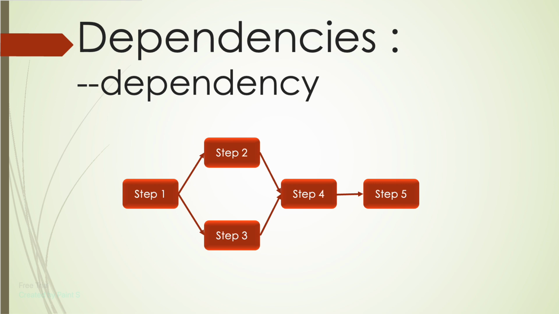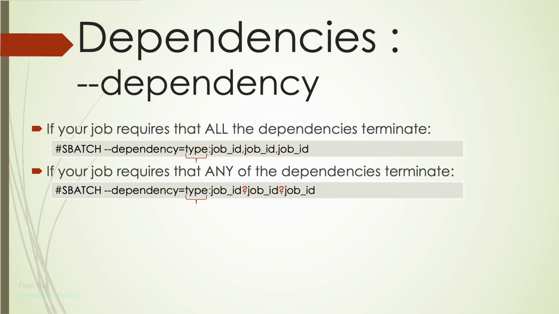Your job can have any number of dependencies. If a mandatory dependency job fails, the dependent job will never run, even if the dependency is requeued. If your job requires that all dependencies terminate, you will divide the job IDs with commas. Whereas, if your job requires that any of the dependencies terminate, you will divide the job IDs with question marks. One must divide the type of dependency and the list of job IDs by a colon.